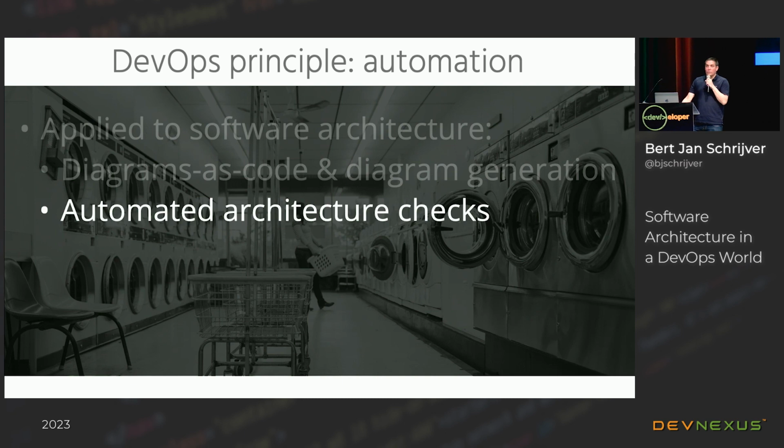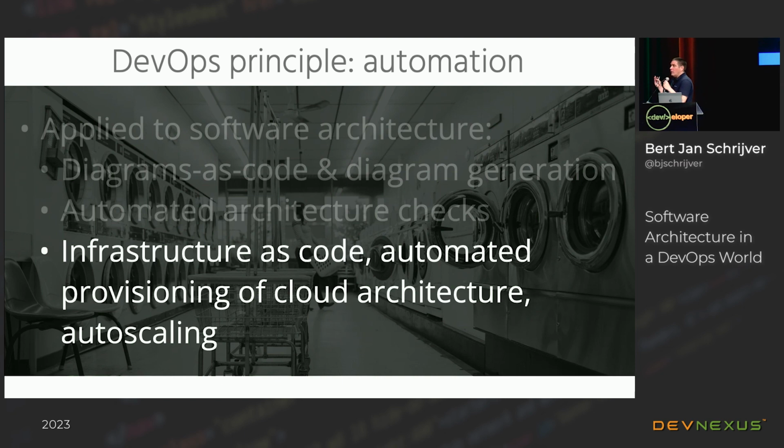Static code analysis tools can do security checks on your application. And then there's everything regarding cloud, right? So infrastructure as code to automate your infrastructure, automate provisioning of cloud architecture, auto-scaling. So how does this help us? Because it enables us to design larger systems than we would with only a single server or with on-premise infrastructure.